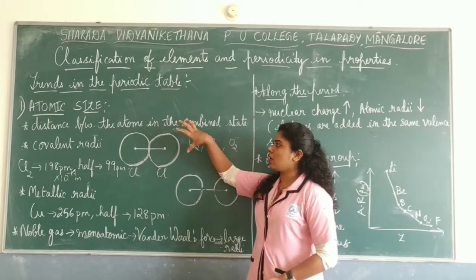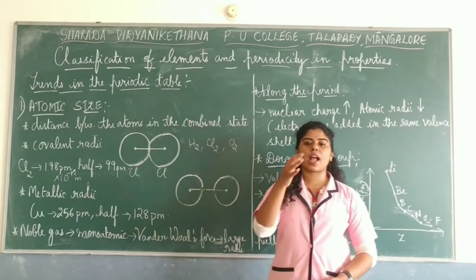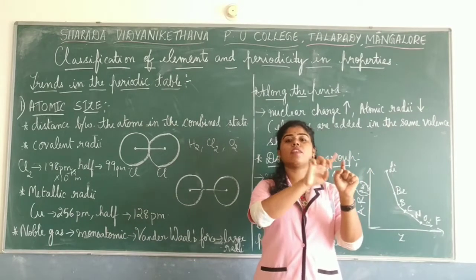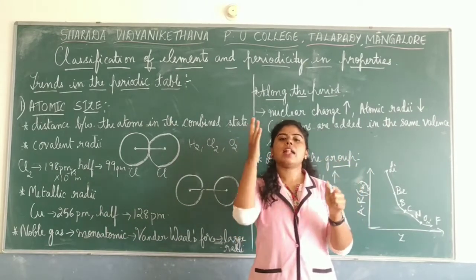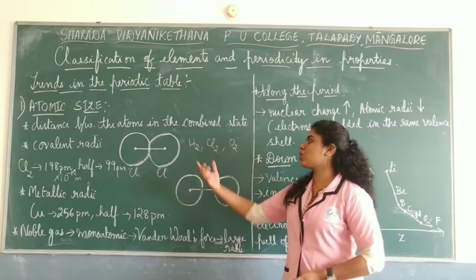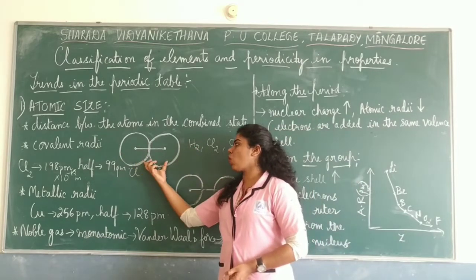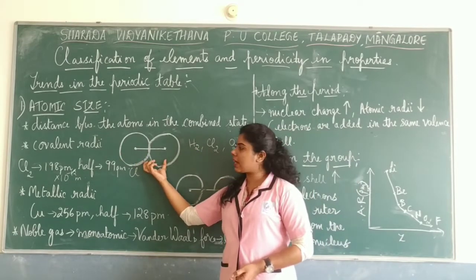So for finding the atomic size, you take the distance of the two nuclei of the atoms and make half of it, which gives you the radii. When it comes to covalently bonded atoms, it is covalent radii.